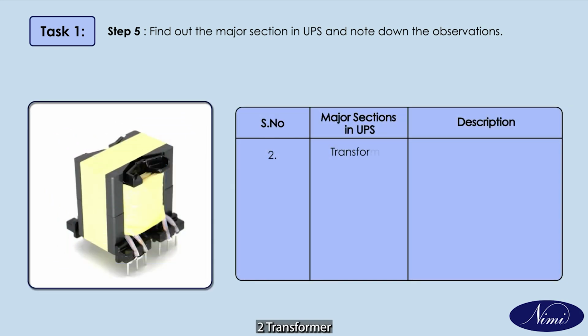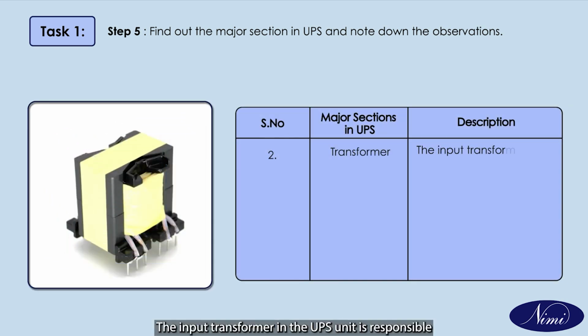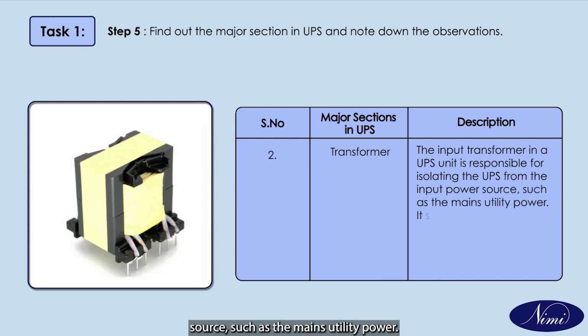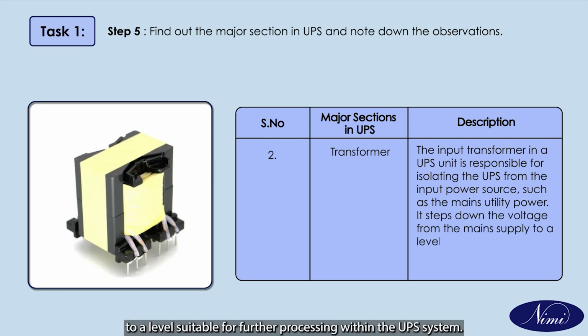Number 2. Transformer. The input transformer in a UPS unit is responsible for isolating the UPS from the input power source, such as the mains utility power. It steps down the voltage from the main supply to a level suitable for further processing within the UPS system.